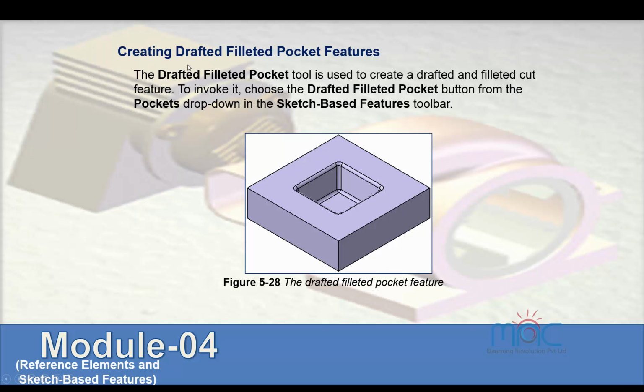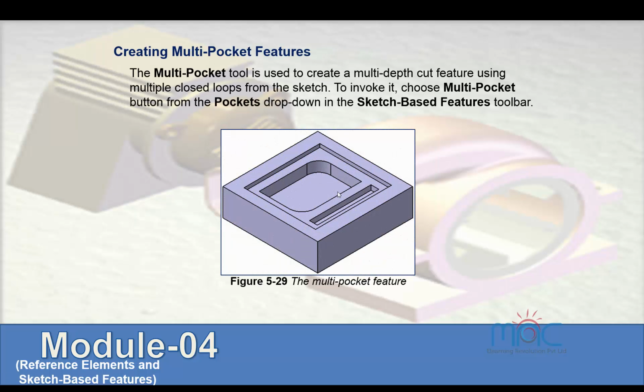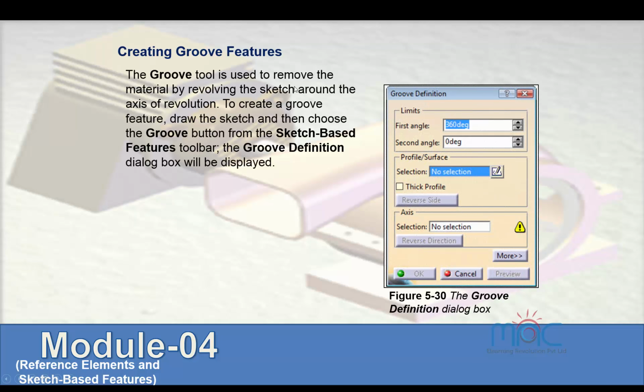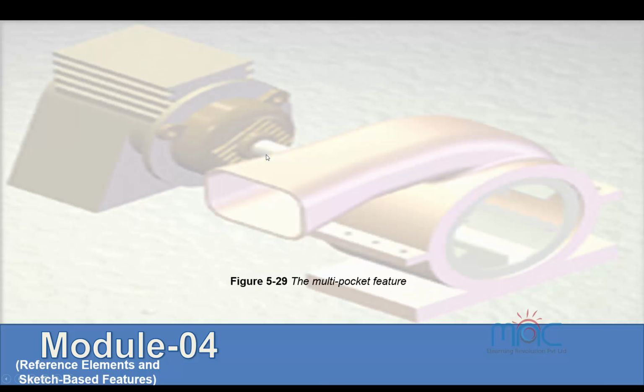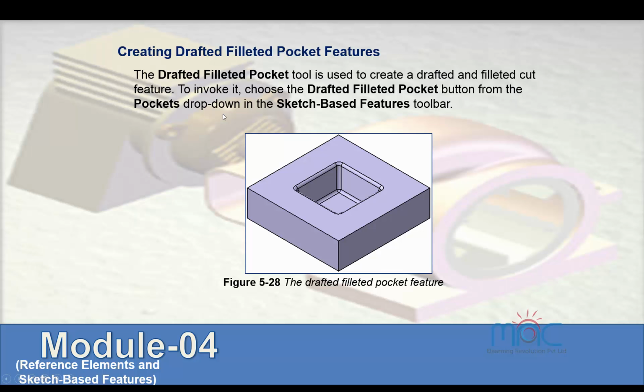Next we'll go to the drafted fillet pocket. The fillet will be there, the pocket will be created, and the draft also will be assigned. So three things can be done at a time, and creating multi-pocket features, you can remove multiple profiles through this pocket. That option also we'll be looking into, and then we'll move to group features. Let us look at the multi-pocket and drafted fillet concept.